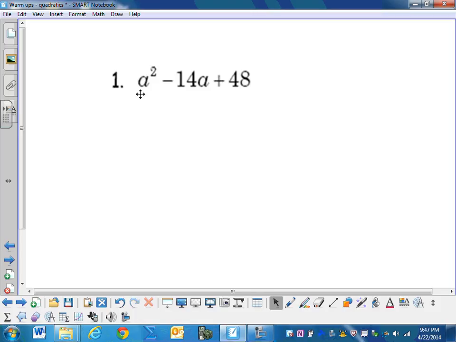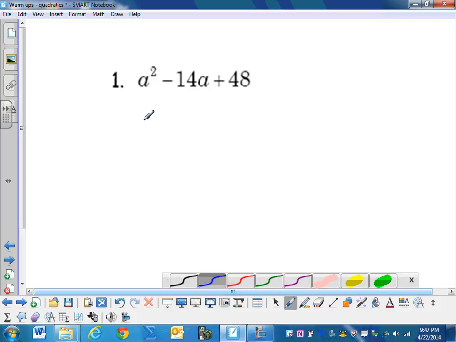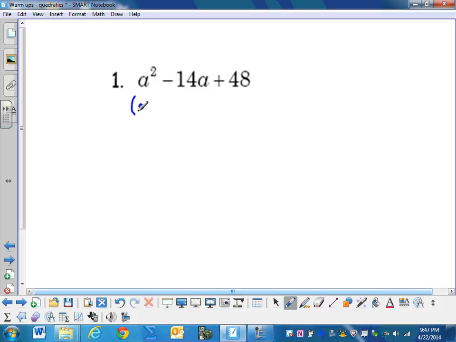We're going to then look at the leading coefficient is 1. So when our leading coefficient is 1, we know that we're going to have the two binomials, a and a. And now we need the factors of 48 that add to 14. Factors of 48 that add to 14.